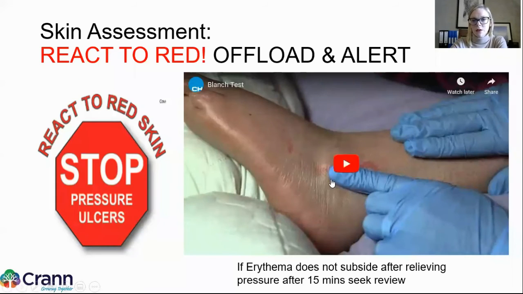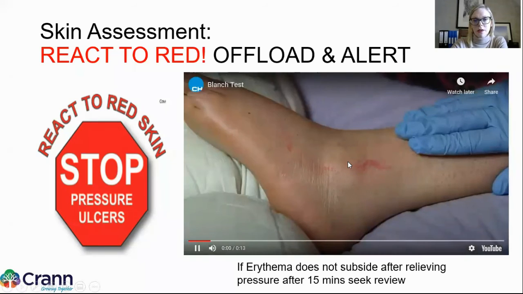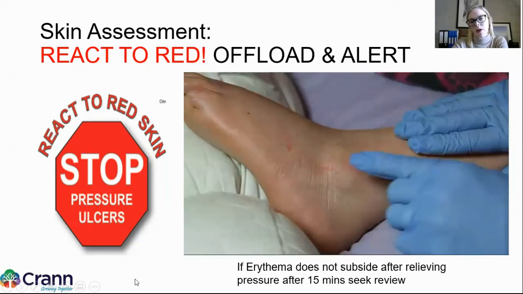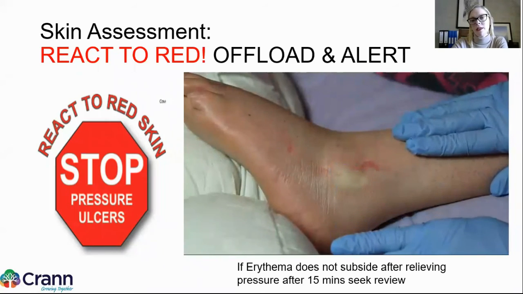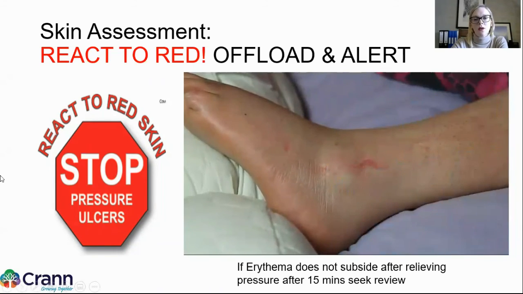So this little video is only a few seconds long. It basically shows you how to check your skin, and it's looking at the erythema. So it's non-blanching erythema that you'll be looking out for. You press and hold, count to 5, and then release. And when you release, that area should go from white, it should blanch and go back again.